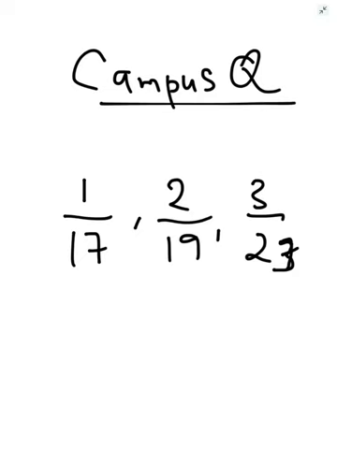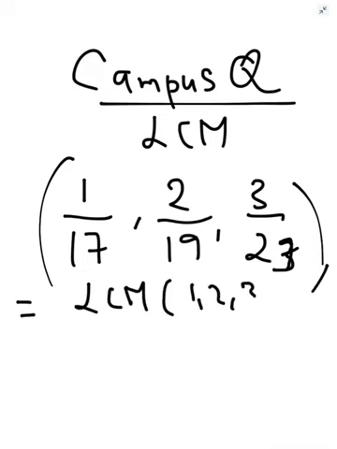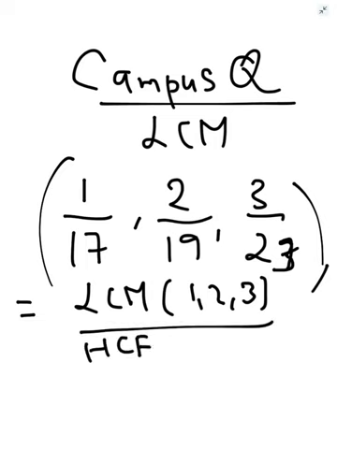1 by 17, 2 by 19 and 3 by 23. Only you have to find the LCM of these fractions. 1 by 17, 2 by 19 and 3 by 23. So applying this formula, LCM of 1, 2, 3 divided by HCF of denominators 17, 19, 23.